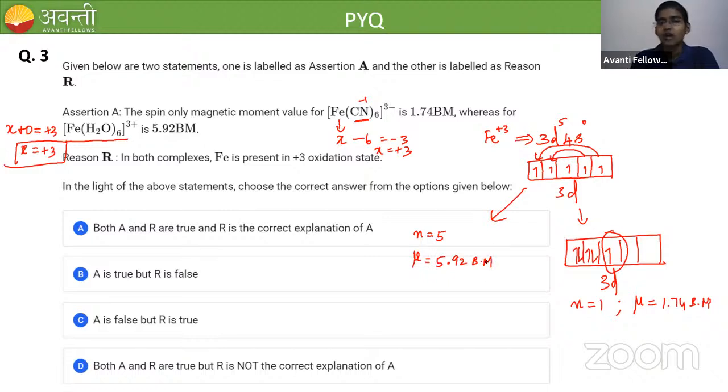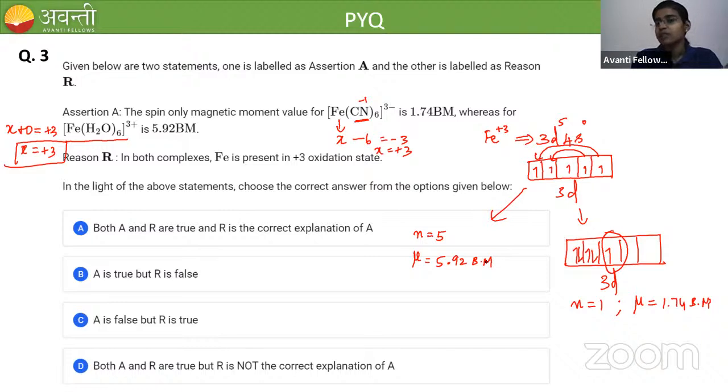Okay, so the assertion is correct. And the reason, you see both the complexes contain the +3 oxidation state of iron, that is also correct. But just check whether the given reason is correct for the assertion.